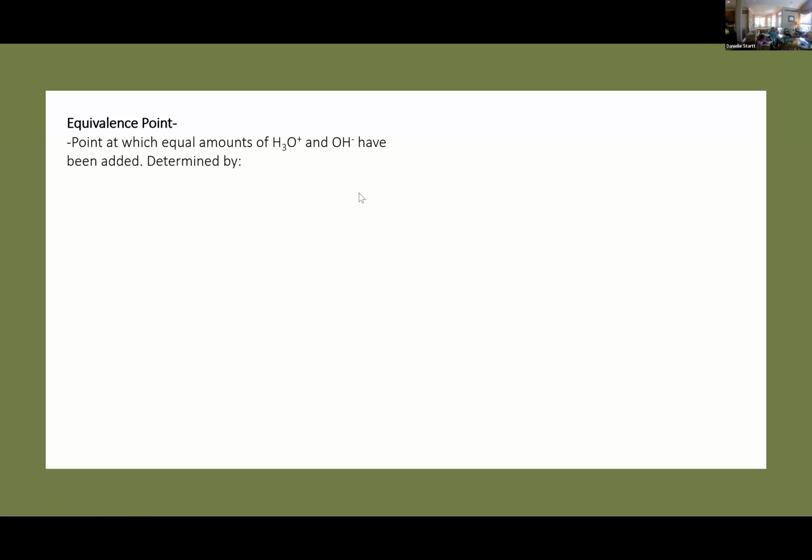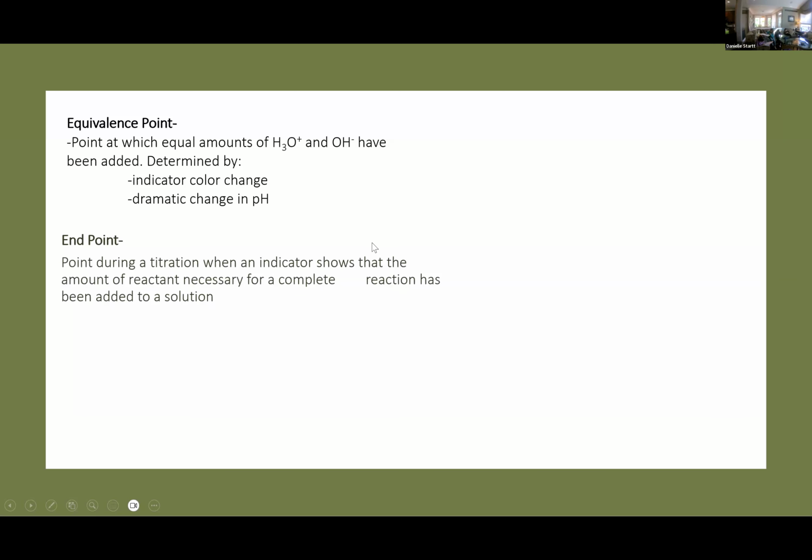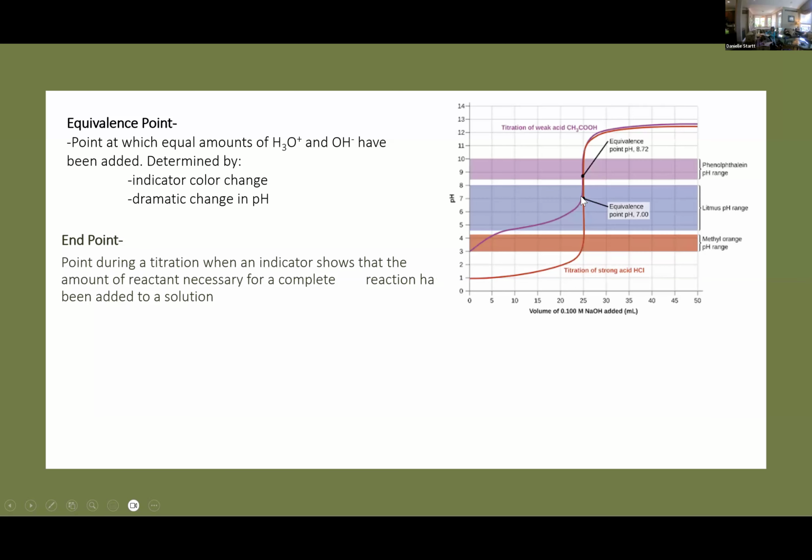And that is determined by your indicator color change and your dramatic change in pH, because suddenly things are usually neutralized right about here. You also have what's called an endpoint. And that's a point during a titration when the indicator shows that the amount of reactant necessary to complete the reaction has been added. And that's when it's right at the edge of being overshot, basically. So if you look at it here, you have an equivalence point and an endpoint.